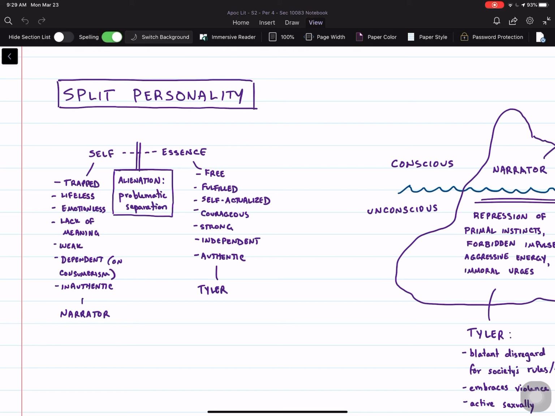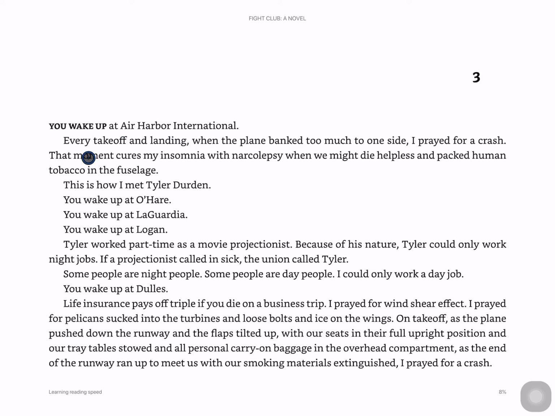Page 25. You wake up at Air Harbor International. Every takeoff and landing, when the plane banked too much to one side, I prayed for a crash. That moment cures my insomnia with narcolepsy when we might die helpless and packed like human tobacco in the fuselage. This is how I met Tyler Durden. You wake up at O'Hare, you wake up at LaGuardia, you wake up at Logan.